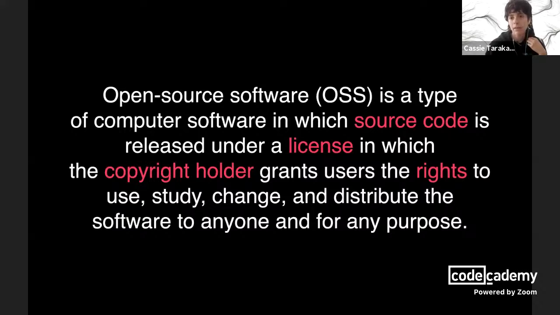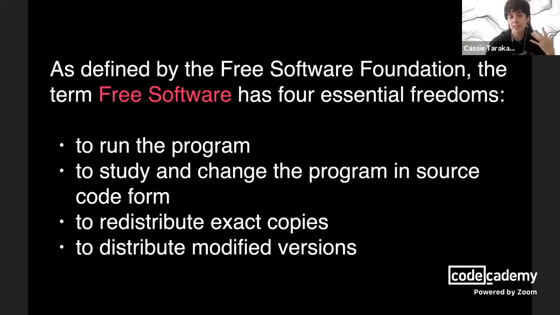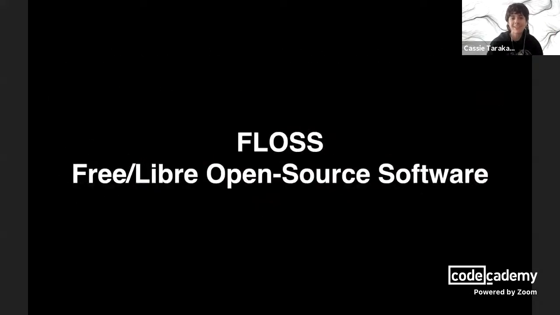And then there's also this concept of free software, and this comes from the Free Software Foundation. The term free software has 4 essential freedoms, which are to run the program, to study and change the program in source code form, to redistribute exact copies, and to distribute modified versions. This is about how you use the software, and these are the things that make up the abbreviation FLOSS.